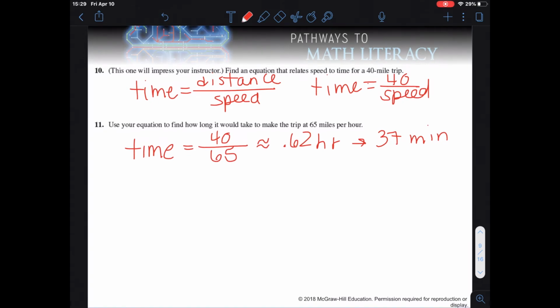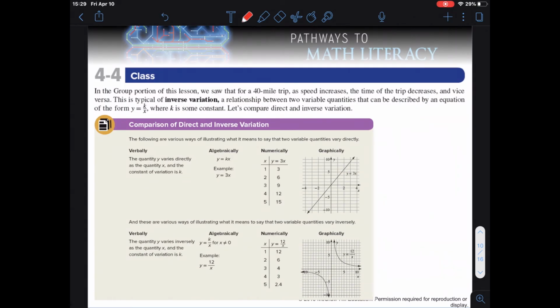So this is exactly inverse variation. If we look at a comparison between these two, when something varies directly, as one increases, the other is increasing. So the algebraic formula we have is y is equal to some constant times x. So as x increases, y increases. So the quantity y varies directly with respect to x.